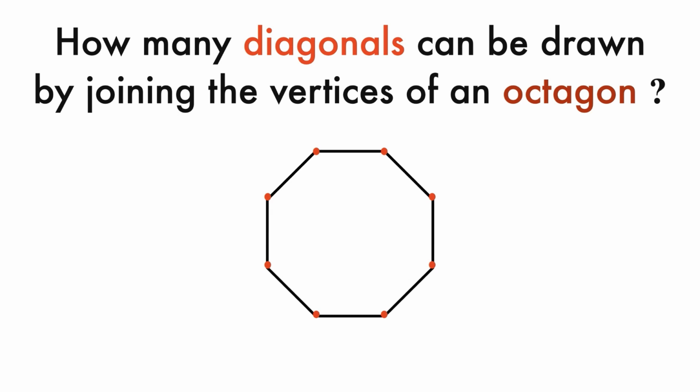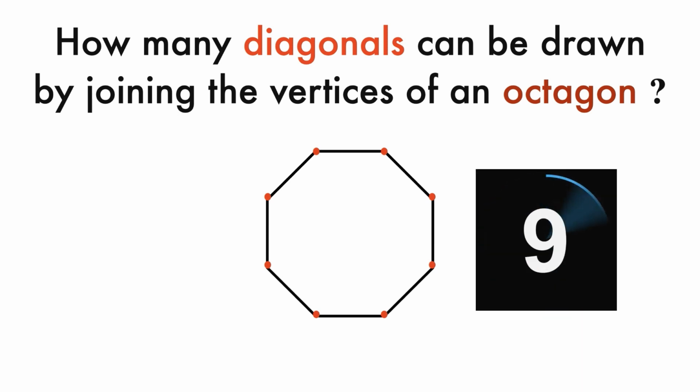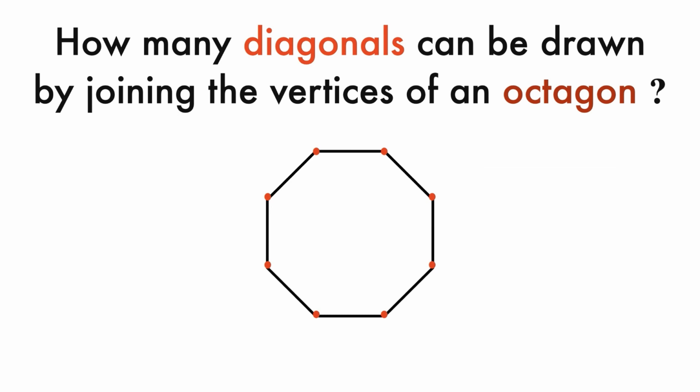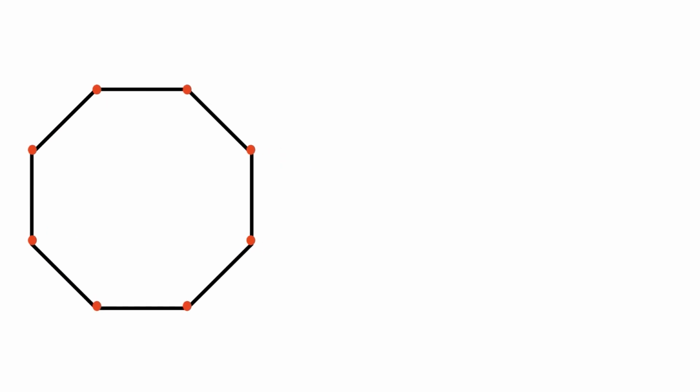How many diagonals can be drawn by joining the vertices of an octagon? Let me repeat the question. How many diagonals can be drawn by joining the vertices of an octagon? Let me explain the solution now.